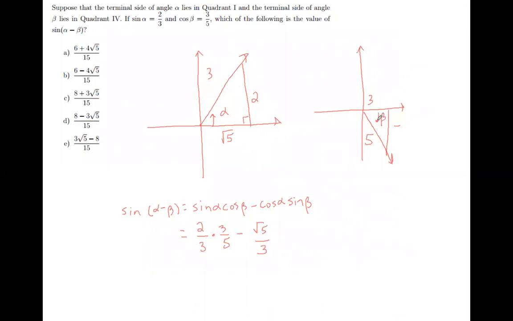Looking at beta, beta is a fourth quadrant angle, so our y is going to be negative. We have a hypotenuse of 5, we have an x of 3, so our y has to be negative 4. And therefore the sine of beta is negative 4/5. So that's going to give us 6 over 15. Minus signs cancel, so we have plus 4 square root of 5 over 15, or 6 plus 4 square root of 5 divided by 15. Answer choice A.